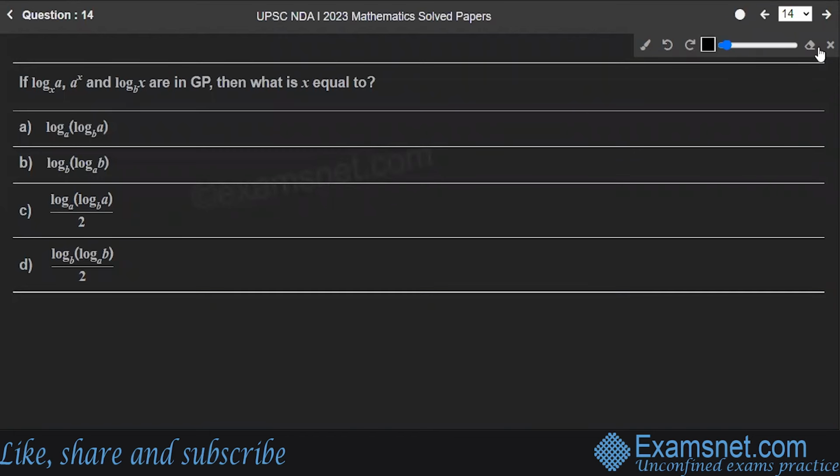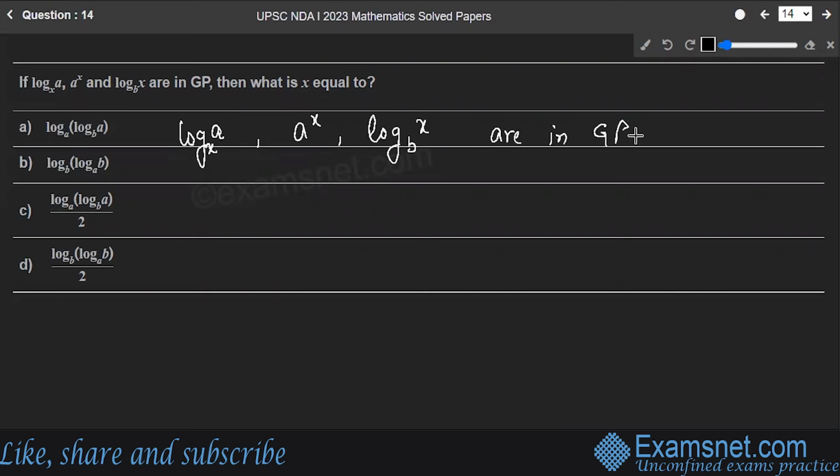Question number 14. If log a to the base x, a raised to power x, and log x to the base b are in GP, then x is equal to what? So let's understand this. You have log a to the base x, a raised to power x, and log x to the base b, they are in GP.